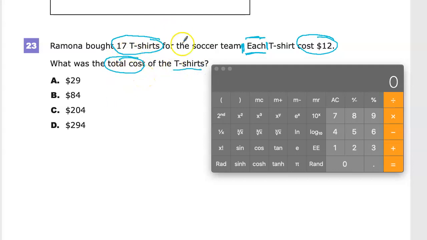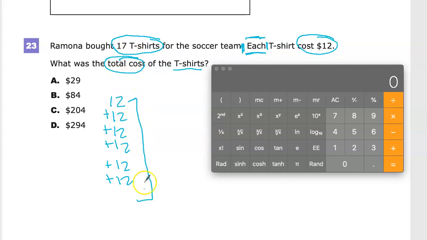So we can sit here and do addition. 12 plus 12 plus 12 plus 12, plus 12, plus 12, and on until we have 17 12s, which would equal our 17 t-shirts at $12 each. Or, if we're doing all of this addition, we can set it up as a multiplication problem.